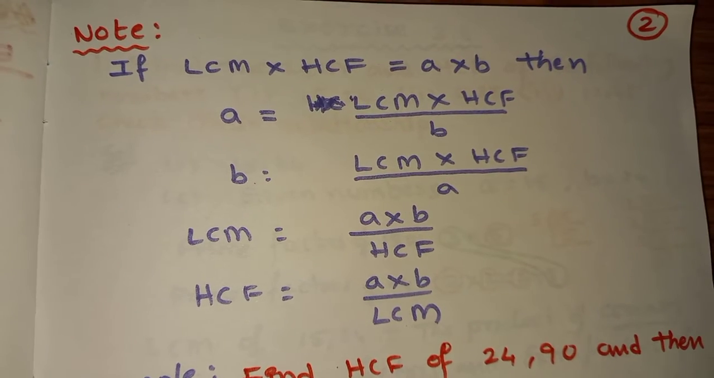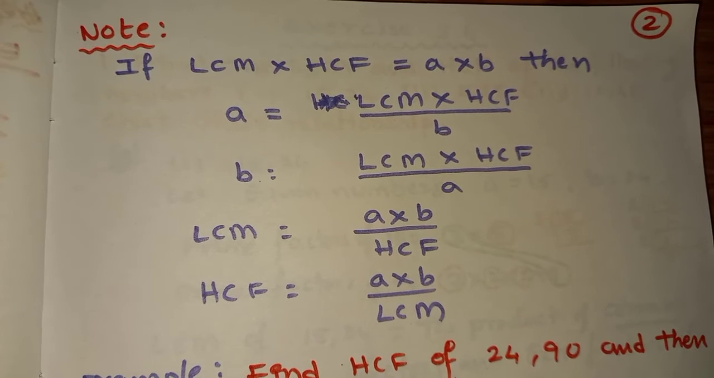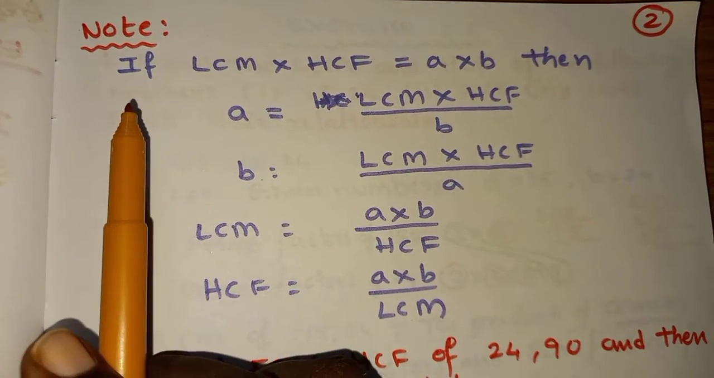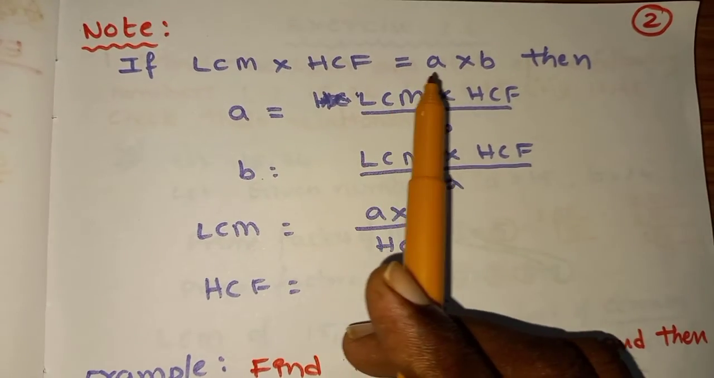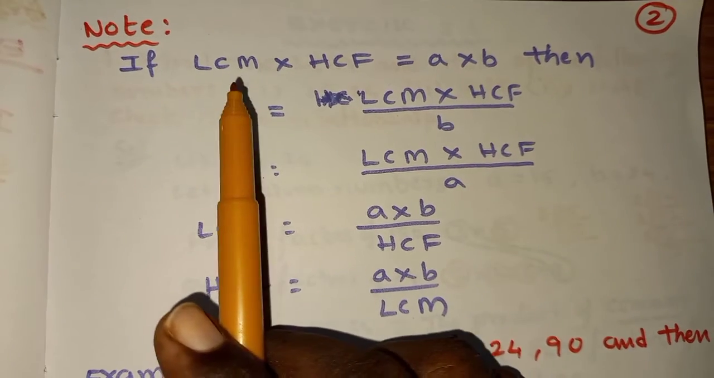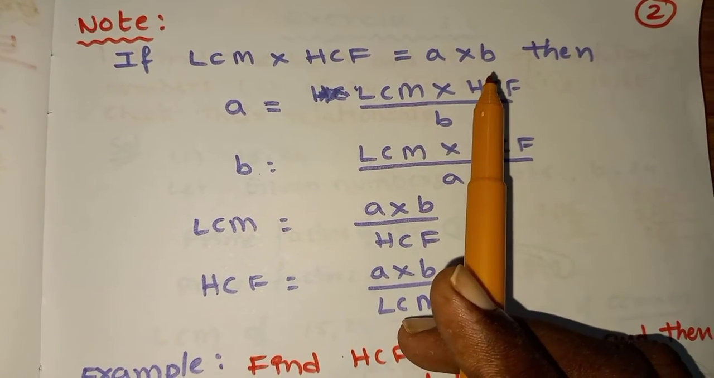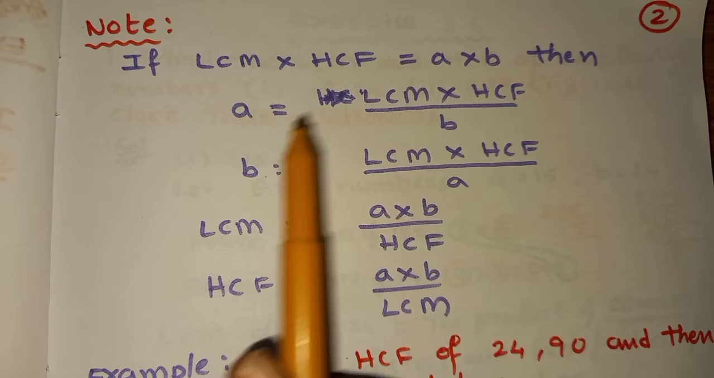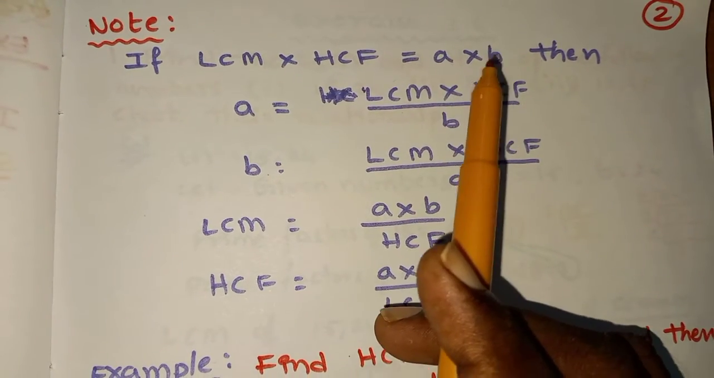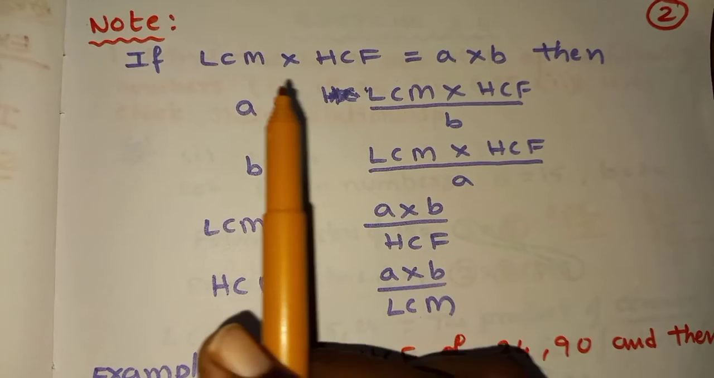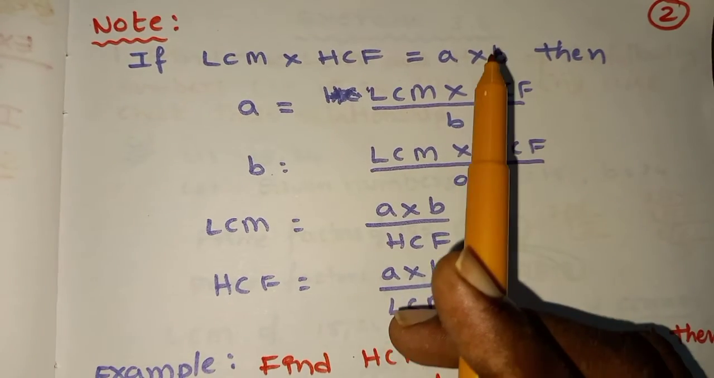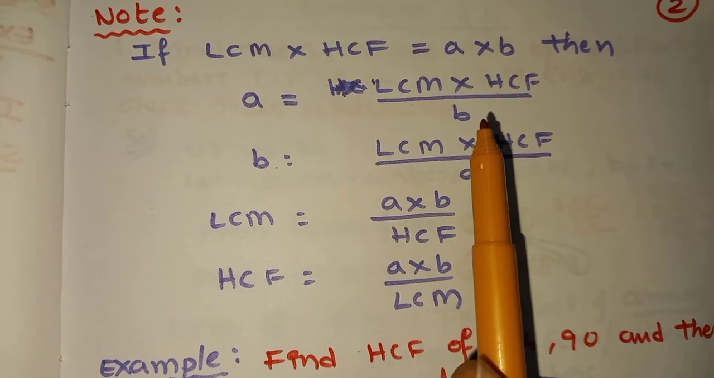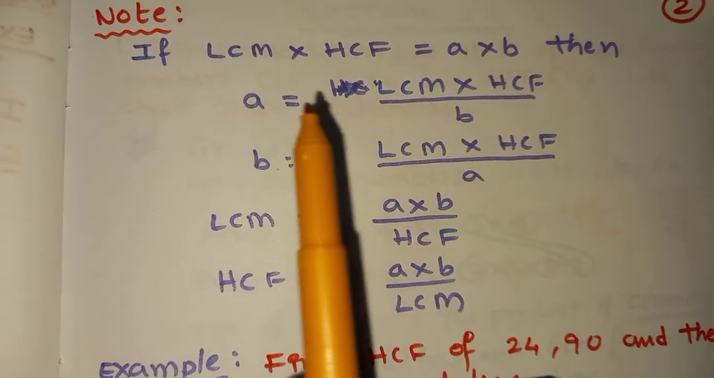Now we are going to find different formulae using those relationships, in the form of a note. Here if LCM into HCF equal to A into B, that means the product of LCM and HCF is equal to the product of those numbers. Then suppose we want A, we can find A equal to, by transposing B to the left hand side, LCM into HCF by B. Here B is under multiplication. When we transpose to the left hand side, it goes to the denominator. Now this is one formula.